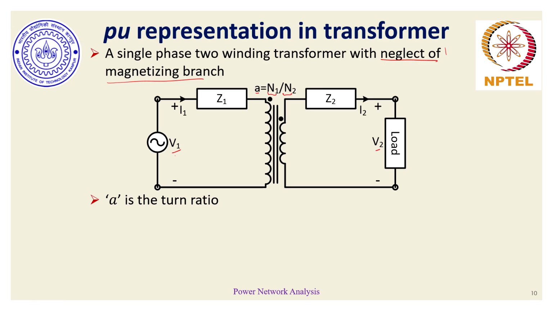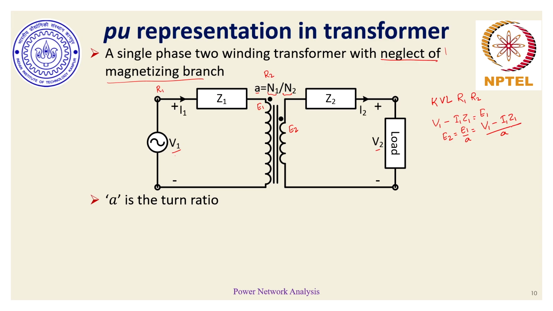And if we have to write KVL of this particular single-phase 2-winding transformer in actual units, let's say we write KVL between node R1 and node R2. Then KVL across R1 and R2 results in the fact that V1 minus I1 Z1 is nothing but the EMF induced on the primary side of the transformer, and the induced EMF on the secondary, which is E2, is nothing but E1 by A, the turn ratio, which means it is (V1 minus I1 Z1) by A.